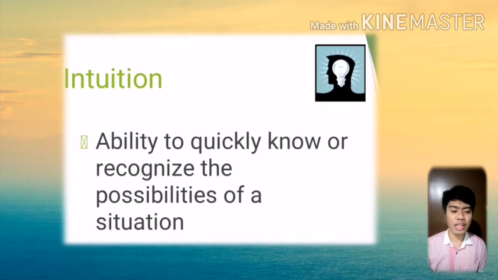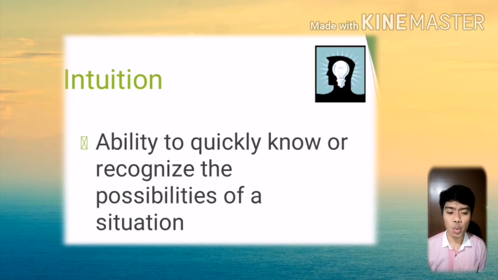We have also intuition. So what is intuition? Intuition means it is the ability to quickly know or recognize the possibilities of a situation. It is the key in decision making under risk and uncertainty. A systematic approach is difficult when managers often collect info through verbal exchange, deal in impressions, work fast, do a variety of things, and are frequently interrupted. Chaotic environments seem to demand an intuitive approach.